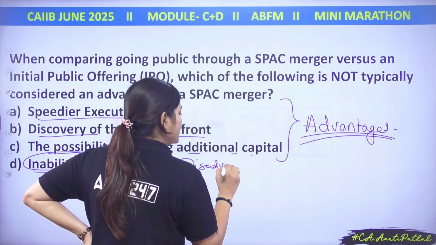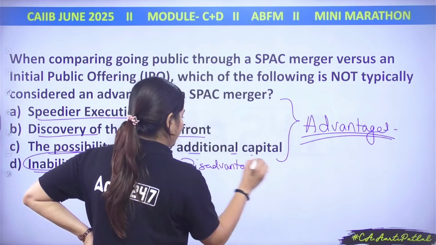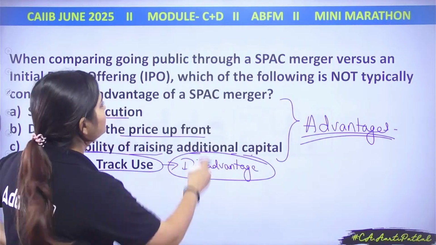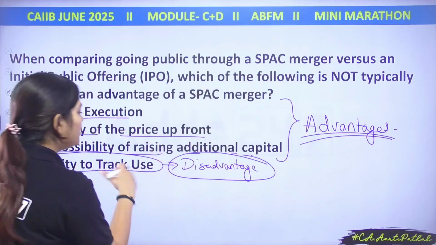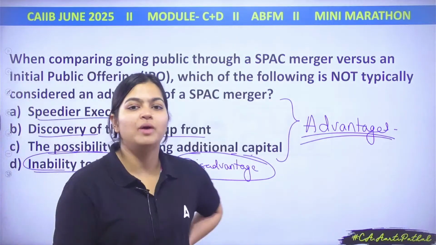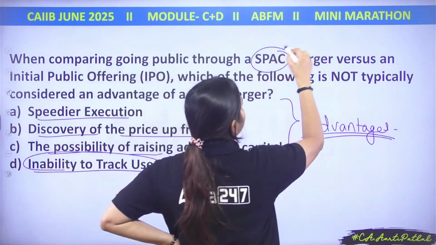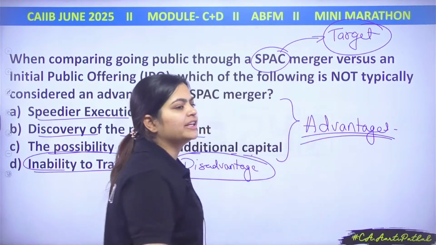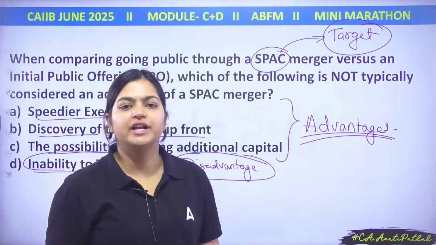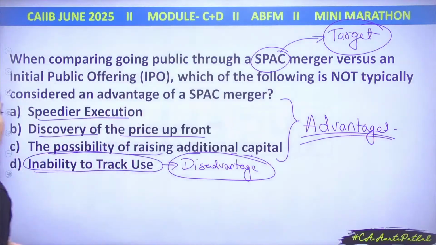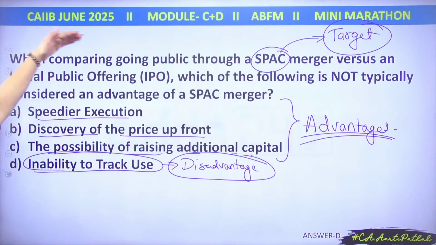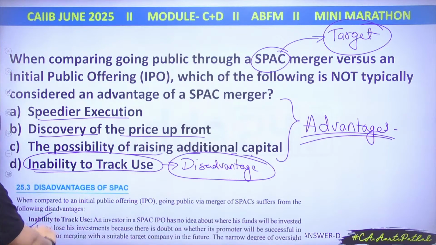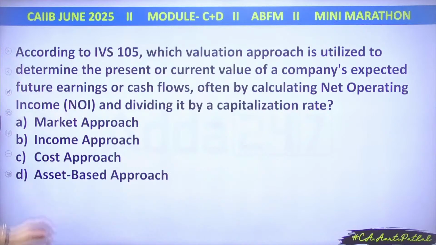This is a disadvantage because, as an investor, when you are giving funds to the SPAC, you are not aware which type of company the SPAC will acquire. The SPAC will look for a target company, and you do not know where they are investing if they have not identified the target company. That is the disadvantage you can see in a SPAC merger. Next, this is again a direct question you can read here.